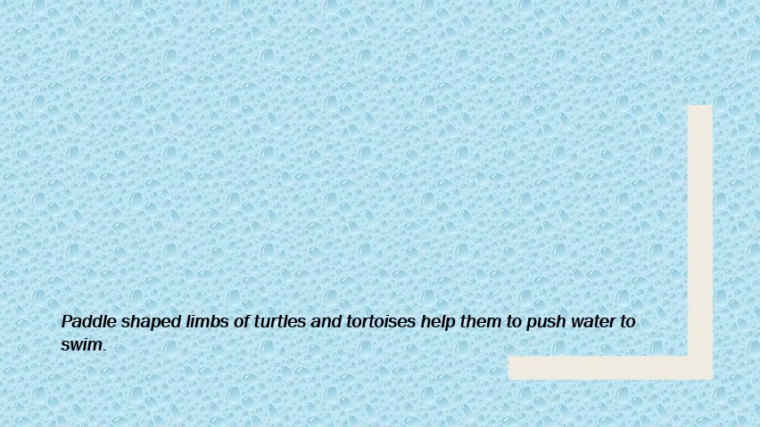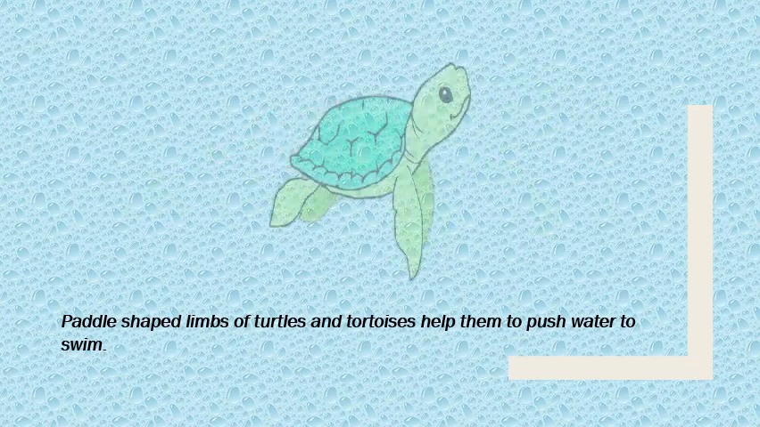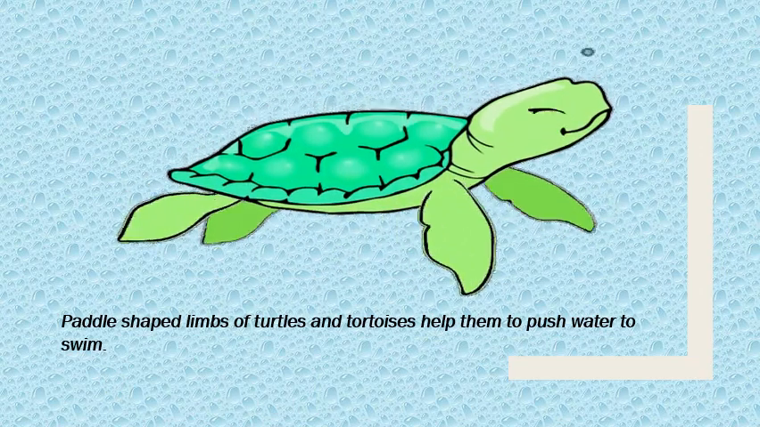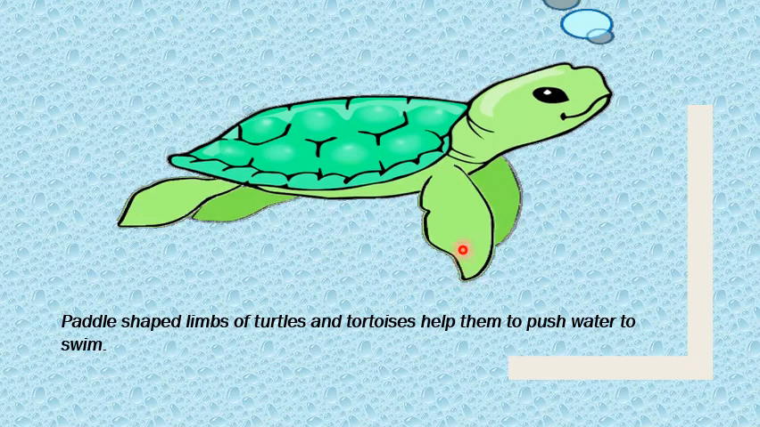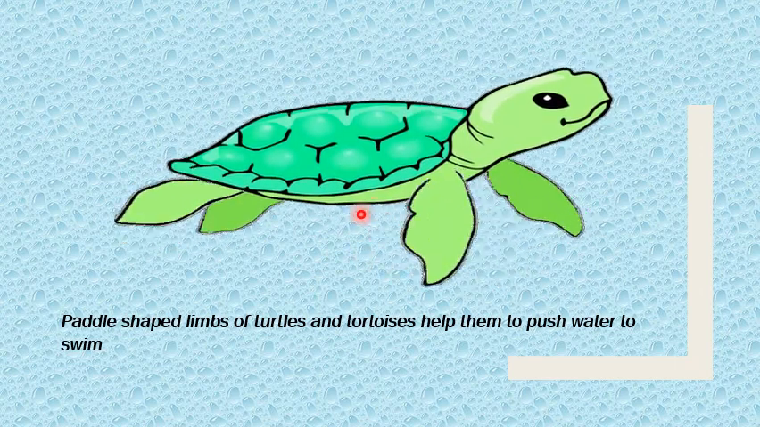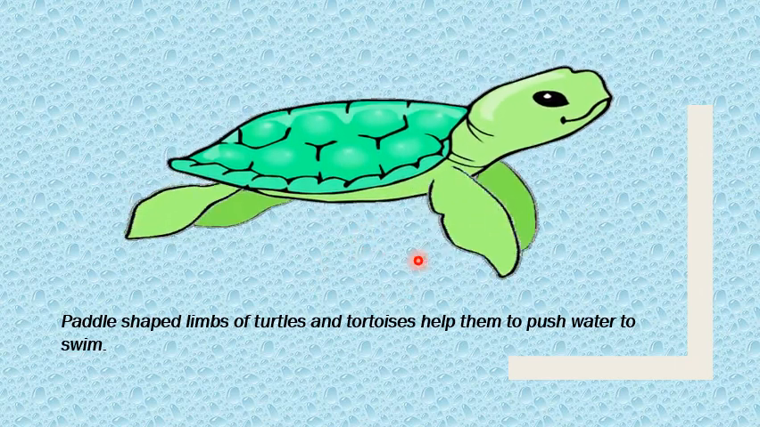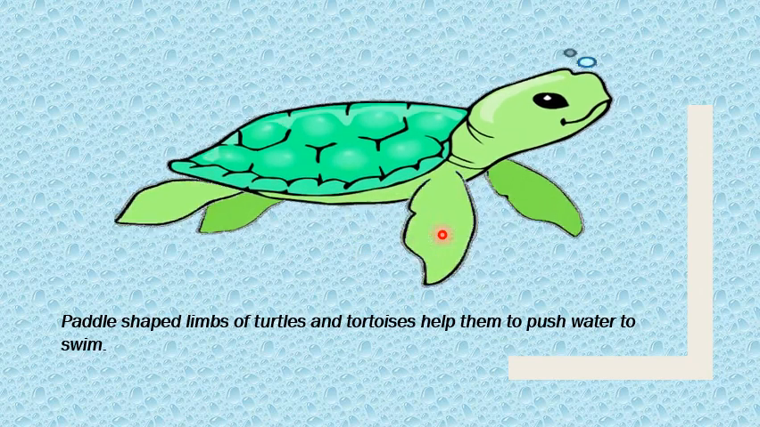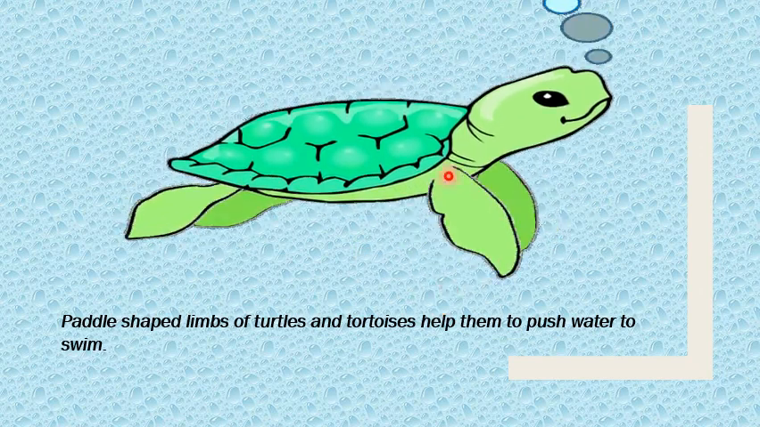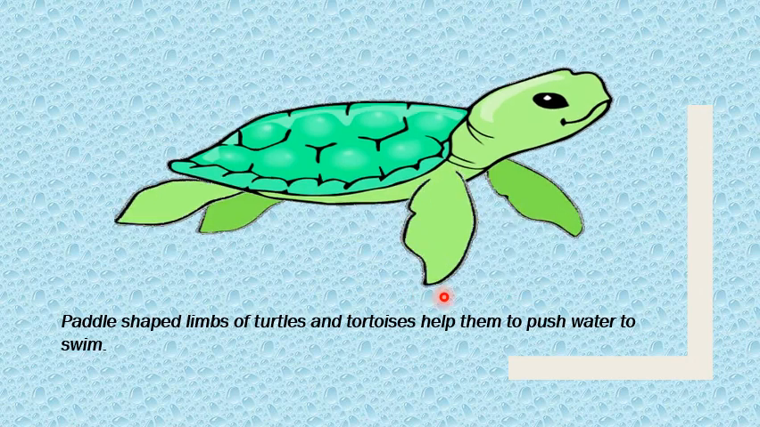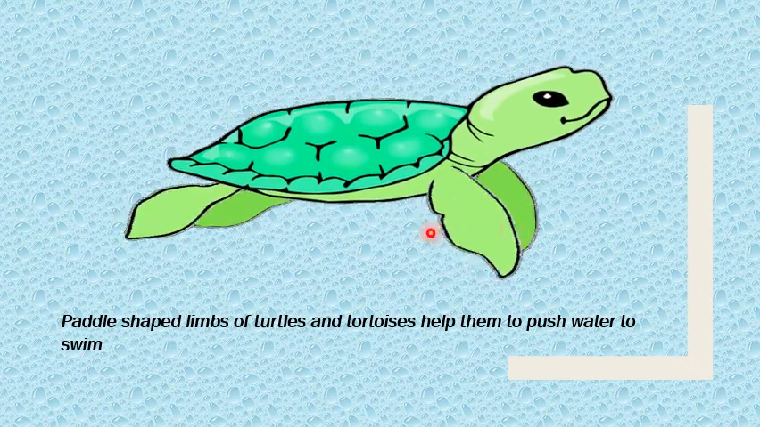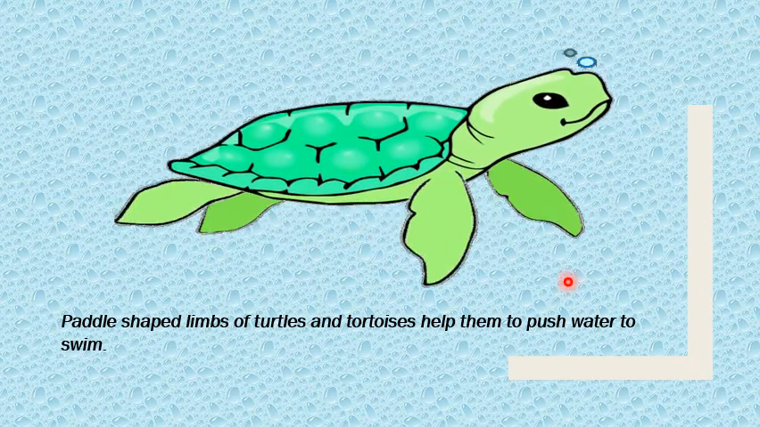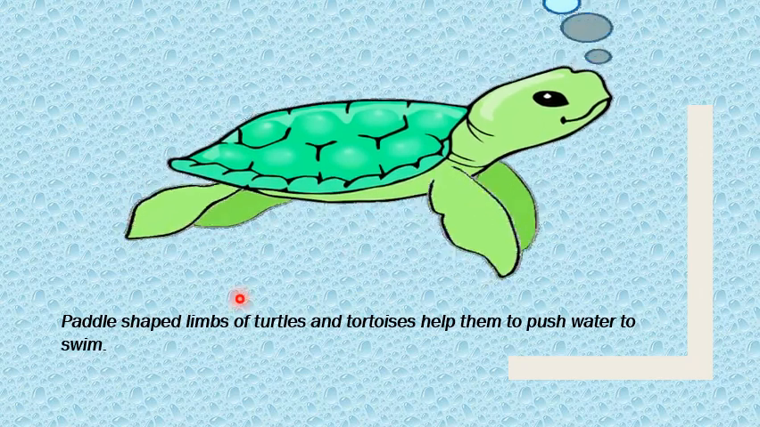On the other hand, there are paddle-shaped limbs of turtles and tortoises that help them to push water to swim. Here you can see a turtle and its limbs. Its limbs are paddle-shaped. They do not have proper fingers. They have paddle-shaped limbs, so they push water backward and go forward with the help of these paddle-shaped limbs.